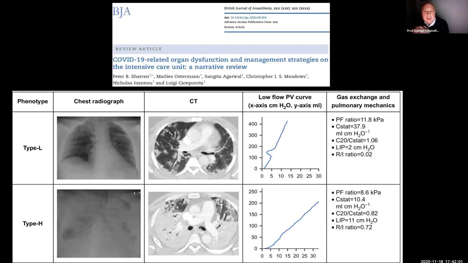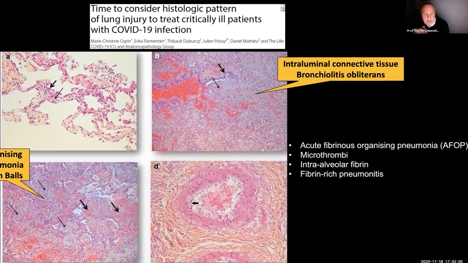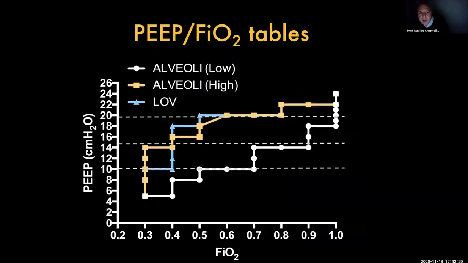So this is a histological pattern of some of the ARDS, COVID-related ARDS. And you can see there is no lung collapse later on, but there is fibrosis, there is a fibrinous organizing pneumonia, there is alveolar fibrin, and therefore a fibrin-rich pneumonitis, which is not sensitive to PEEP, will not be a PEEP-responsive disease. So when we use a PEEP table, which is based on FiO2, to dictate the PEEP selection, well, it depends which one we use. We might end up using an excessive amount of PEEP, which not only might not be beneficial, but might be deleterious, as has always been discussed in previous talks.